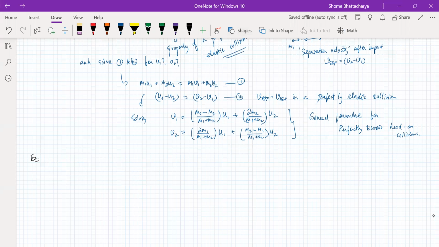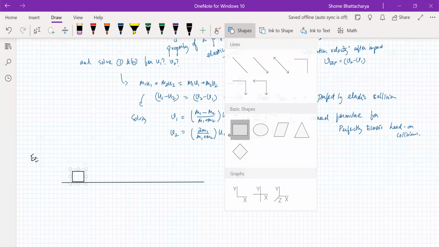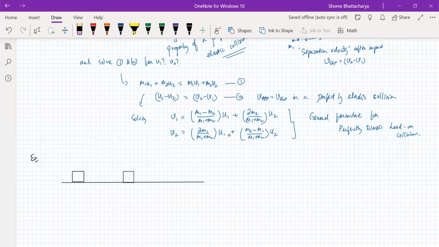So to start with something very simple, let's take a situation where, Sir, yes, can you scroll up for a second? Yes, just a moment. So let's start with that situation where the second body is at rest. This is at rest initially, and this one is coming with some velocity V0, and they make a perfectly elastic head-on impact.